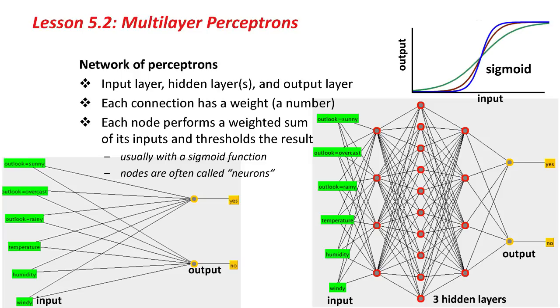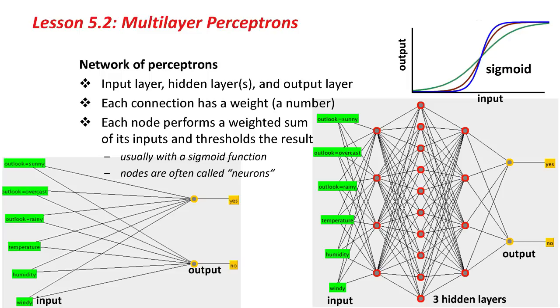So each node performs a weighted sum of its inputs and thresholds the result, just like in the regular basic perceptron. But in the basic perceptron, you look to see whether the result is greater than zero or less than zero. And in multilayer perceptrons, instead of using that kind of hard-edged function, people use what's called a sigmoid function. I've drawn a few sigmoid functions on the slide up in the top right, and you can see that as they become more extreme, they approach the step function, which corresponds to the hard-edged threshold used in the basic perceptron. But here we're going to use a smooth, continuous sigmoid function.